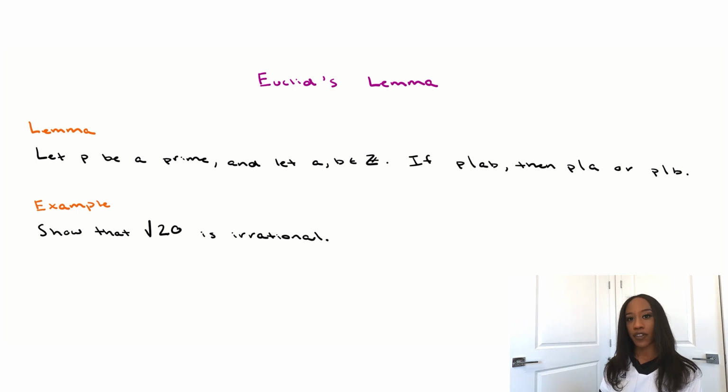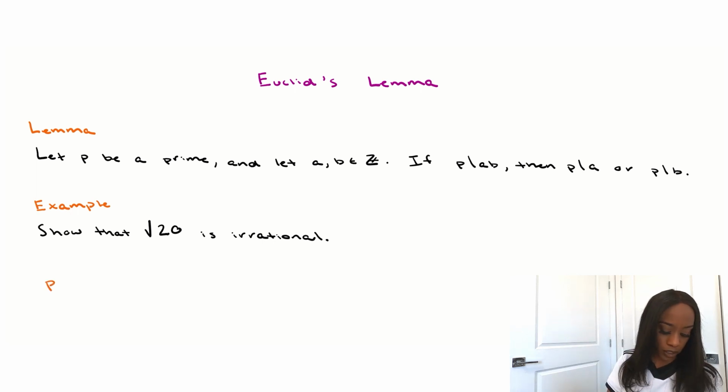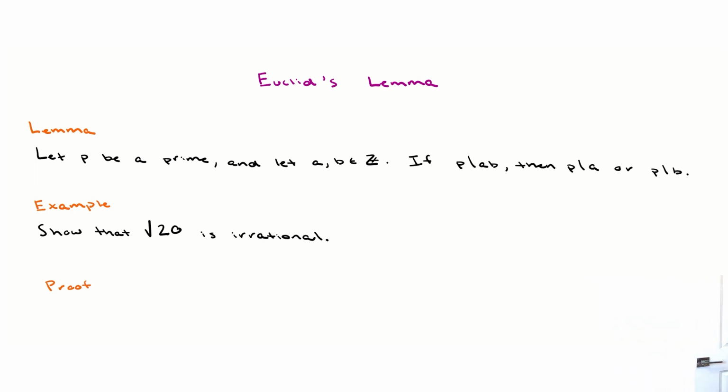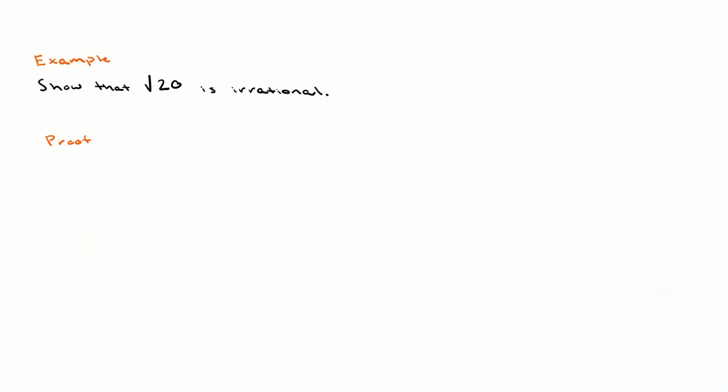This lemma is often used in proofs of irrationality, and our example says, show that the square root of 20 is irrational. So let's go ahead and start proving this. So the first thing that we want to do is assume that the square root of 20 is rational.